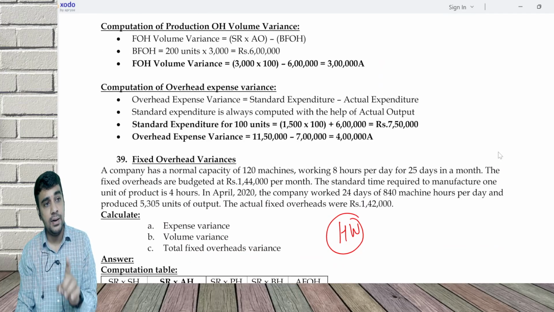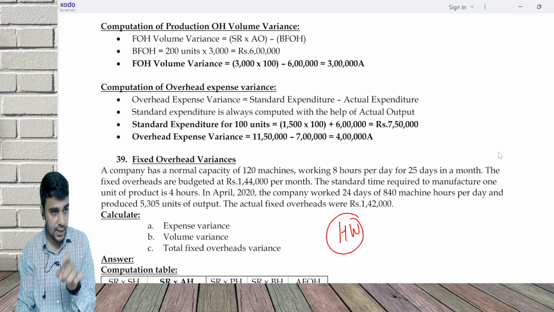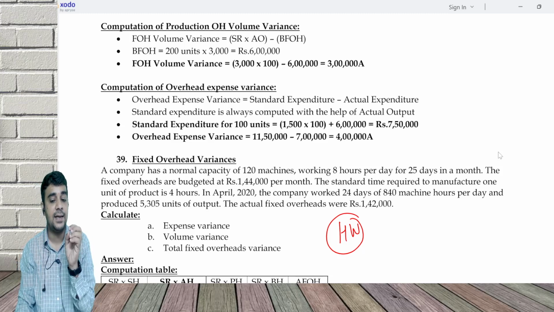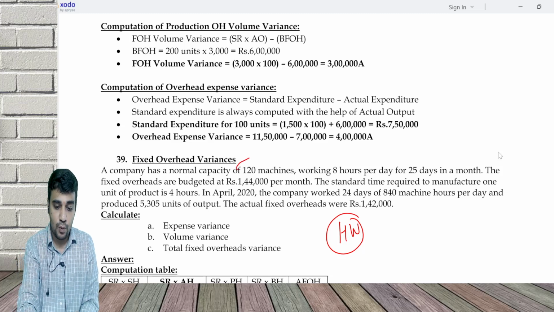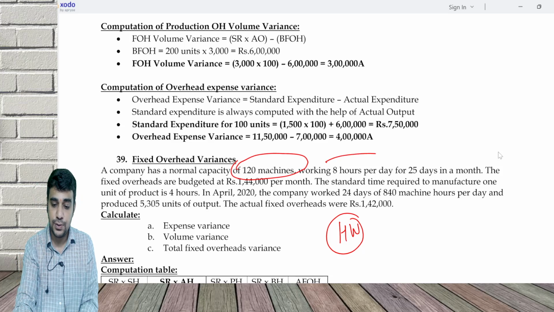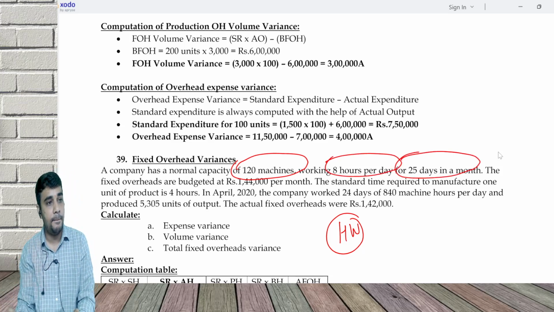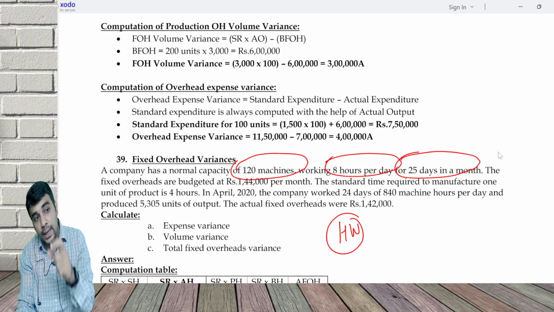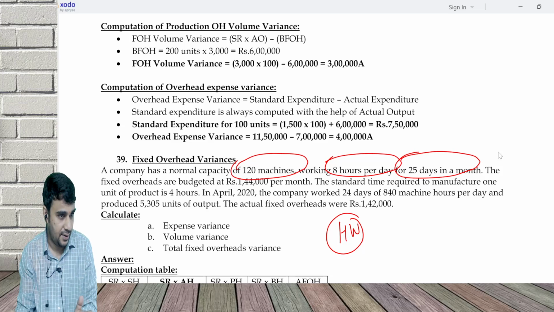39 is similar to the first homework question which I discussed today. I had discussed the first homework. It is similar to that. You will have to first calculate the SR. There alone you may have to spend a little bit of time. That is 120 machines into 8 hours per day into 25 days a month. Here the OAR is based on machine hours and not labor hours. It doesn't really make any difference to us.